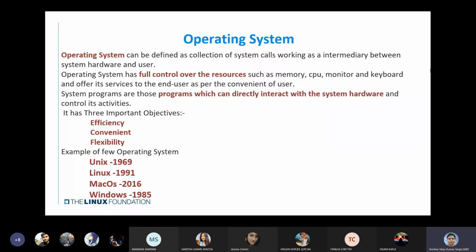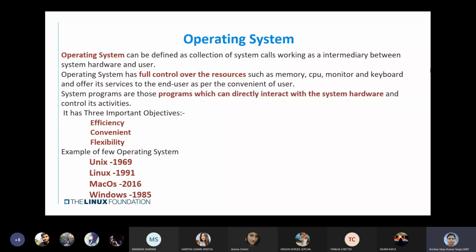So you can say here that the operating system has full control over the hardware or the system resources. These hardware components are known as system resources. System resources are also represented in terms of memory, CPU, input output devices, and all.